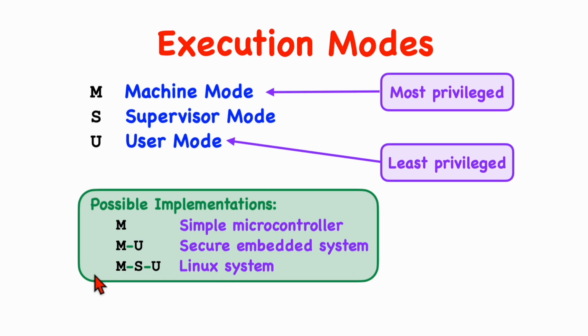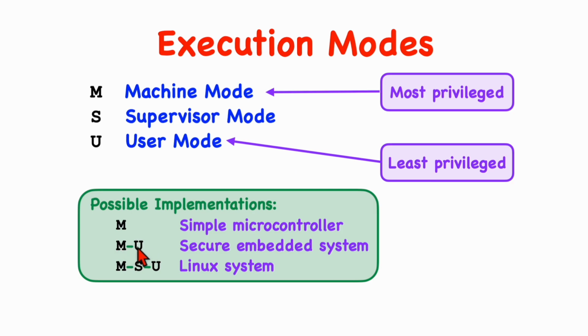A more complex system, like I discussed before, that is capable of implementing an operating system, would have machine, supervisor, and user modes. Intermediate, we have one without the supervisor mode, and this would be appropriate for a system with some level of security, since some code runs in machine mode with privileges, but other code runs at a lower level.